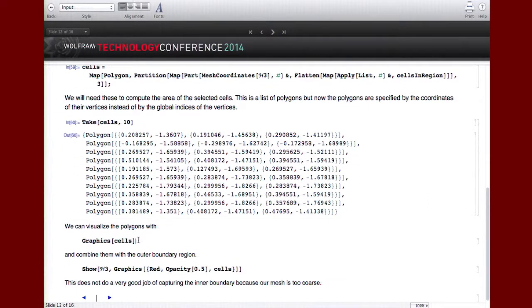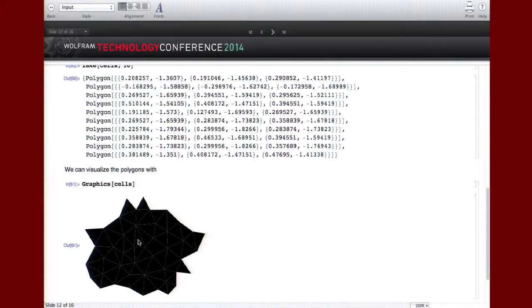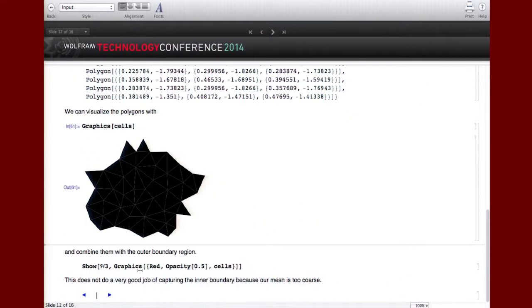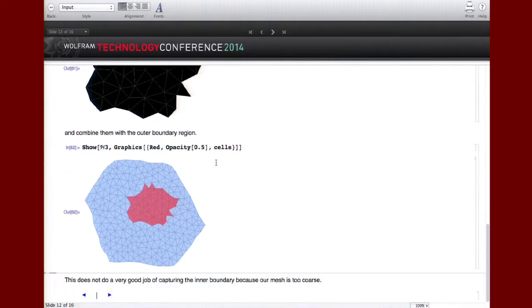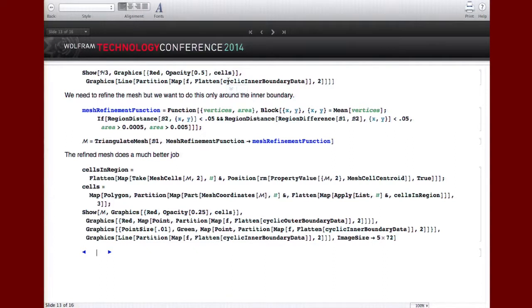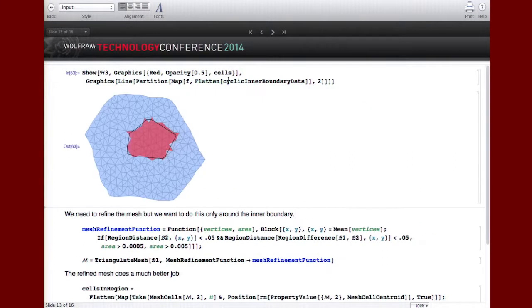And I can visualize that by making these graphics objects. So here we go. I'll combine them with the outer boundary region. So you can see, of course, we do particularly poorly because we don't have enough polygons. So we need to do better than that. In fact, here's the boundary we're trying to approximate. So we want to refine the mesh.